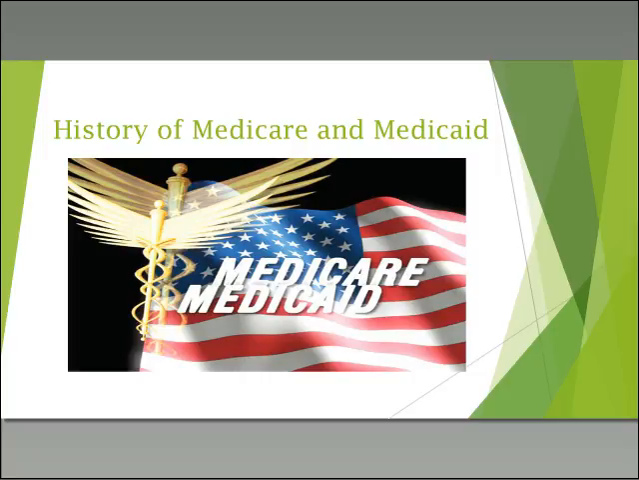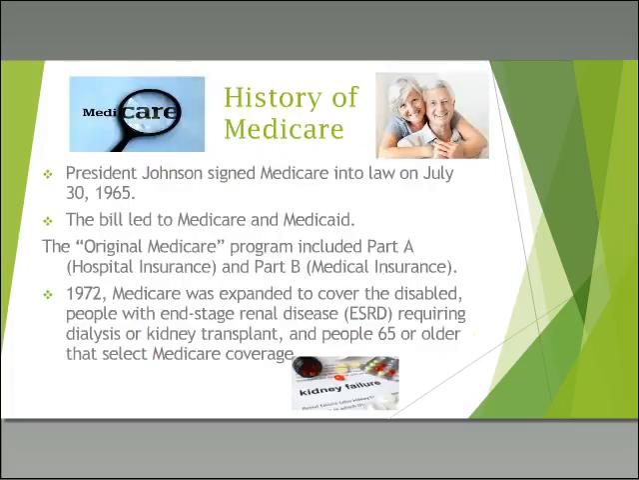I'm going to start talking about the history of Medicare and Medicaid. Social Security was implemented in 1932 in order to provide income for people in their retirement. President Roosevelt included health care insurance for the elderly in his original Social Security bill in 1932, but ended up removing it. President Lyndon Johnson signed Medicare into law on July 30th, 1965.